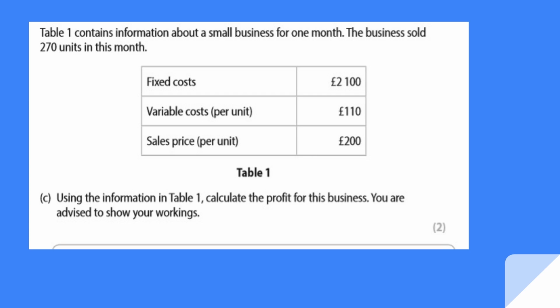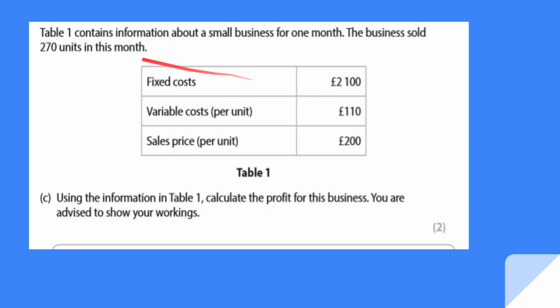So using the information in table 1, calculate the profit for this business. You're advised to show your workings. So in this scenario, we can see that they've got fixed cost 2,100, variable cost 110, and a sales price per unit of 200. Now it also tells us that they've sold 270 units. Now, the easiest way to actually work out the profit in such a scenario is to take your price and subtract the variable cost. This gives you your unit contribution. That's £90. So 200 minus 110 is £90.